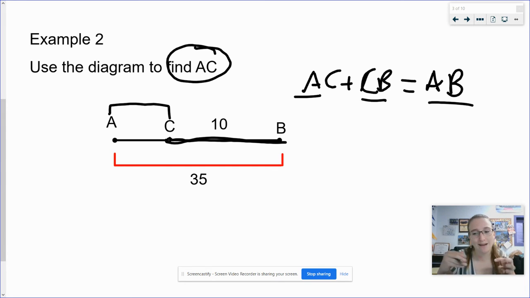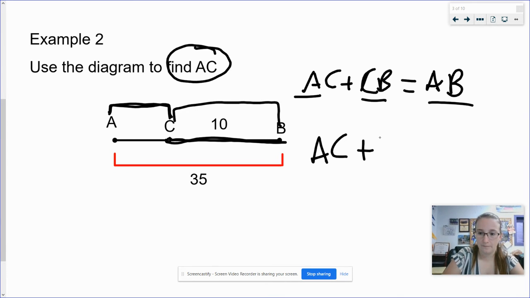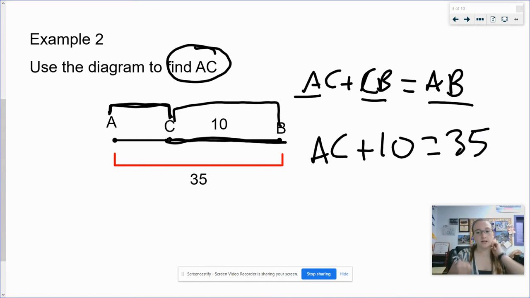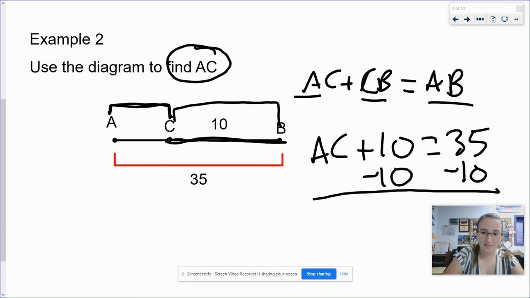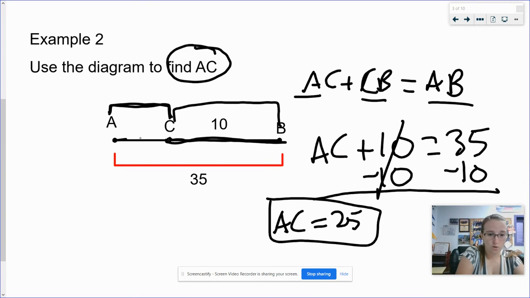We can do that. So I'm going to show you that, but hopefully you can see what the answer is. It should be pretty obvious. If not, that's a-okay though. So I'm looking for AC, right? AC is this right here. So I'm going to go ahead and rewrite it because I don't know what it is. I do know CB. That's 10. And AB is the red. That's 35. So here's the situation. I need to know something plus 10 gives me 35. Hopefully you know the answer without even having to do any math, but we could also solve this equation and get that AC equals 25, and that should make sense. 25 plus 10 gives me 35.